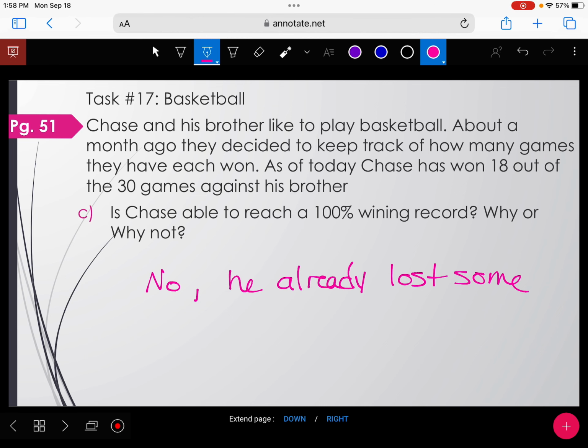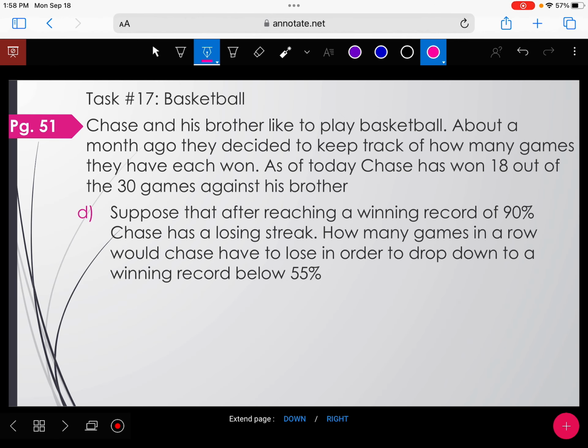All right, let's look at part D, last bit. So now we're saying he did reach his 90% streak. He won those 90 in a row. Then he has a losing streak. How many games in a row would he have to lose to drop down below 55%? So he's done the 90%. He took his 18 games plus the 90 he needed to win, and the 30 games plus the 90 he needed to win.